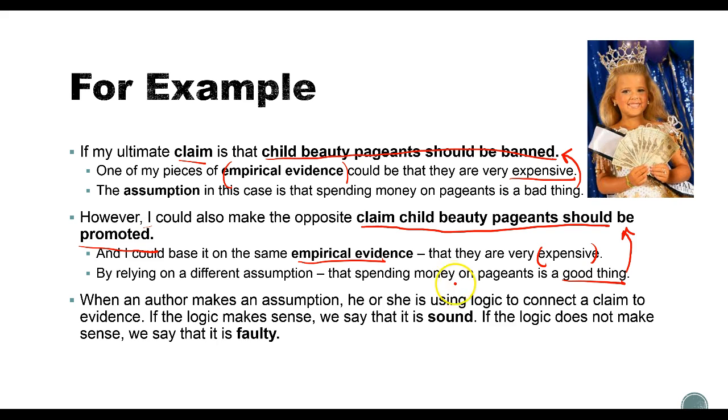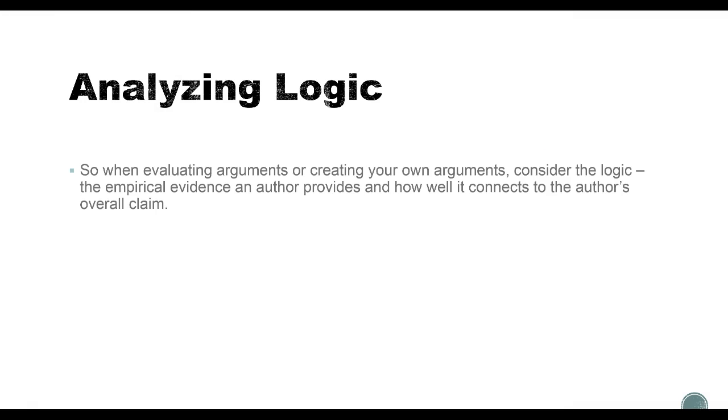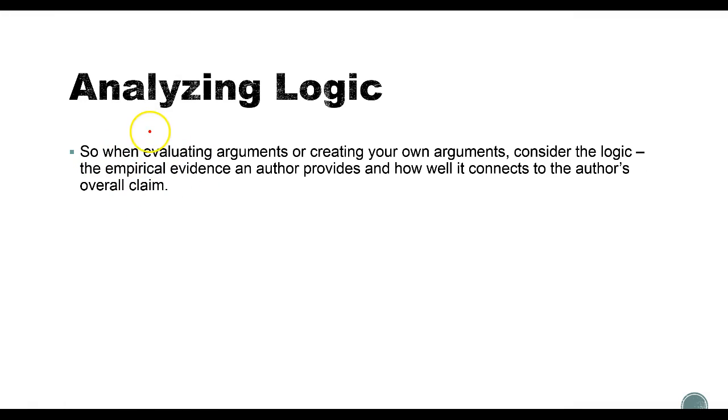So when an author makes an assumption, he or she is using logic to connect the claim to the evidence. If the logic makes sense, we say that's sound logic. If the logic does not make sense, we say that it's faulty logic. In this case, I would say both pieces of logic could be sound depending on how you explain it. So in evaluating arguments, or while creating your own arguments, you need to make sure you consider the logic, the empirical evidence that an author provides, and how well that connects to the author's overall claim.